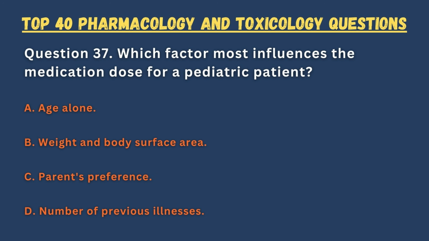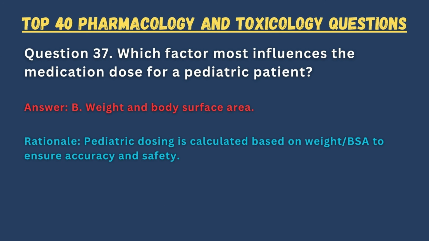Question 37. Which factor most influences the medication dose for a pediatric patient? A. Age alone. B. Weight and body surface area. C. Parent preference. D. Number of previous illnesses. Answer. B. Weight and body surface area. Rationale. Pediatric dosing is calculated based on weight/BSA to ensure accuracy and safety.